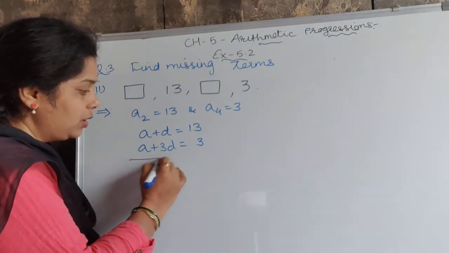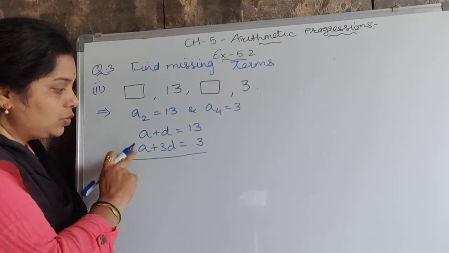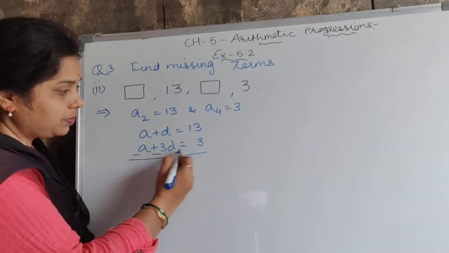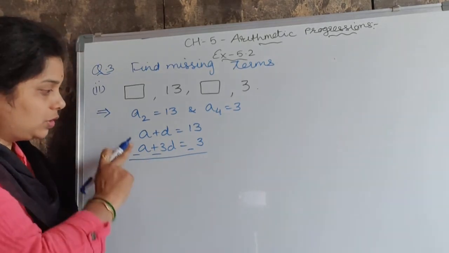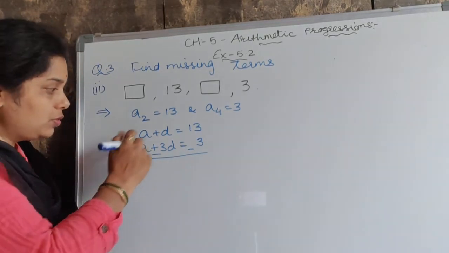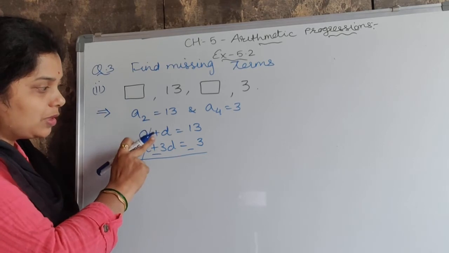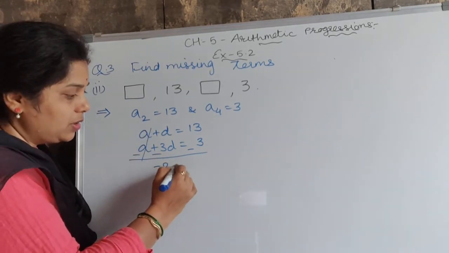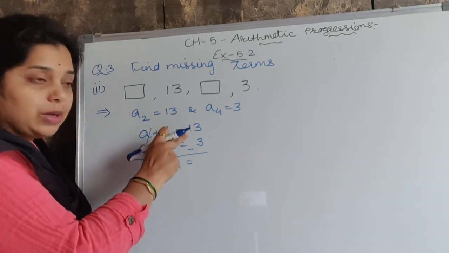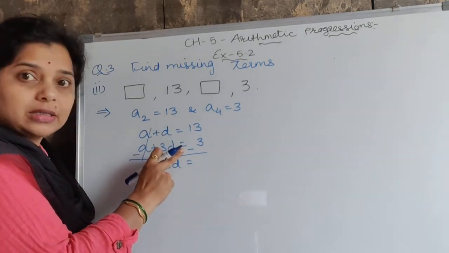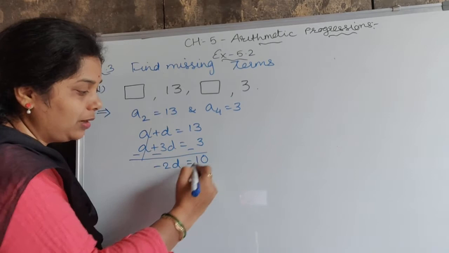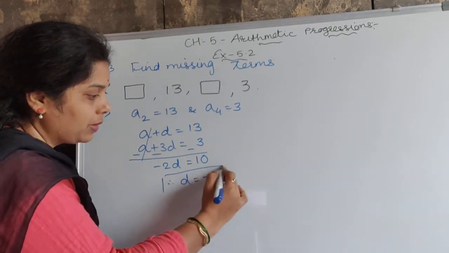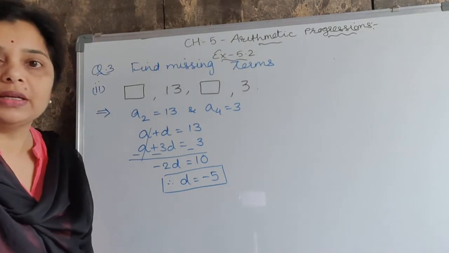Now, to get any value, either we subtract or use the elimination method. So here we subtract two equations. So if we do subtraction, plus A minus A cancel out. This is plus 1D and this is minus 3D. So we get minus 2D. This is plus 13 minus 3. So it is plus 10. Therefore D is equal to minus 5. Value D is equal to minus 5.